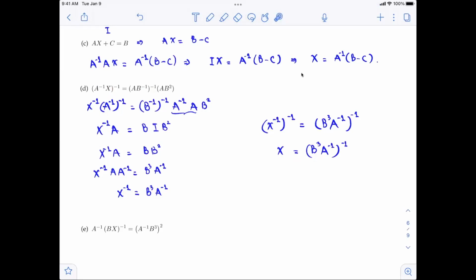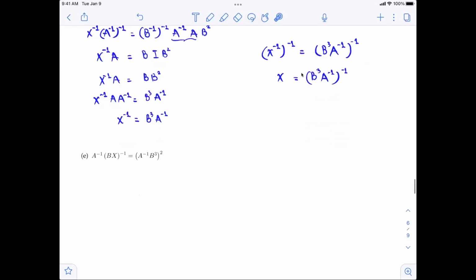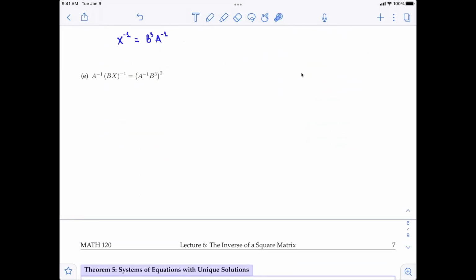Again, the idea of this exercise is to manipulate different properties of the inverse and different properties of left multiplication and right multiplication to obtain the representation of the matrix X. Okay. In the next example, you have A inverse times BX inverse equal to A inverse times B cubed squared.